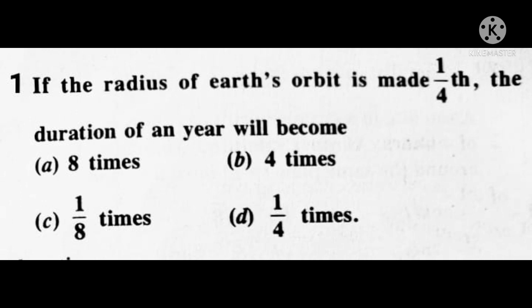We know that Earth revolves around the Sun in an orbit which has some radius. If the radius of that orbit is reduced to 1/4, then what will the duration of the year become? So in this question, when we reduce the radius of orbit of Earth to 1/4 of the present value, the duration of the year will change. So let us see how we will find the solution of this question.